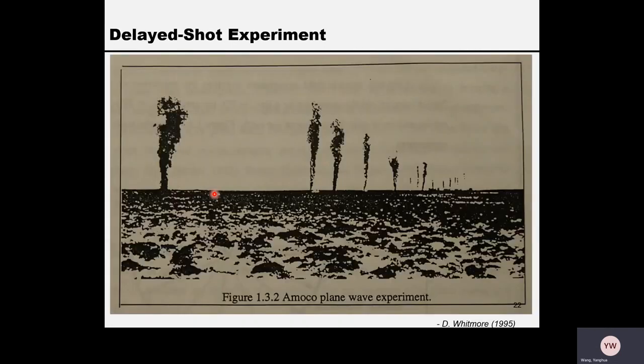A physical experiment for the plane wave experiment. As we said, we cannot have a simultaneous shot in the air, but we can have delayed shots on a surface with accurately calculated delay, and this wave in the subsurface will mimic plane wave propagation.